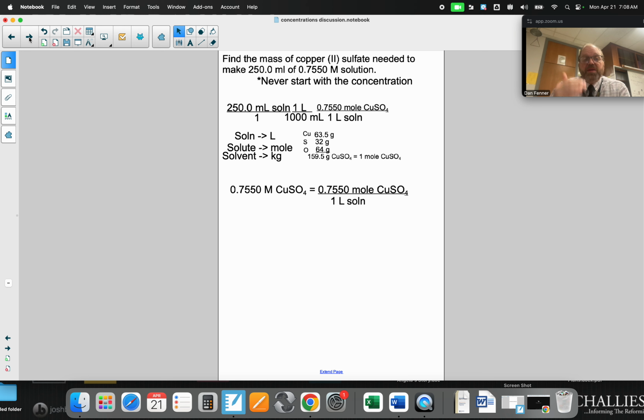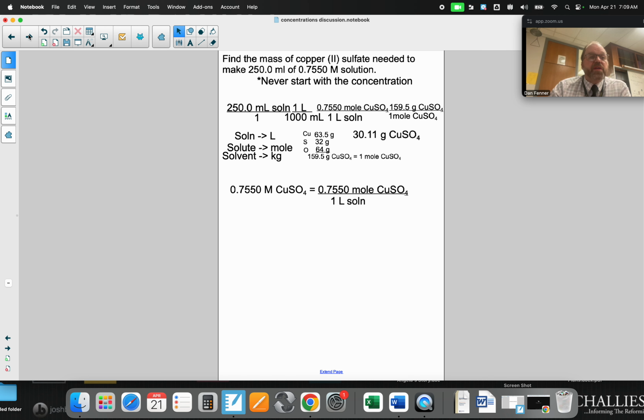I want to get moles out, so mole goes on the bottom, grams go on top. Take your calculator, type in 250.0 times 0.7550 times 159.5, equal, divide by 1,000, equal. When we do that, check our sig figs. I got 4, infinite, so 4 is the least number. We end up with 30.11 grams of CuSO4.